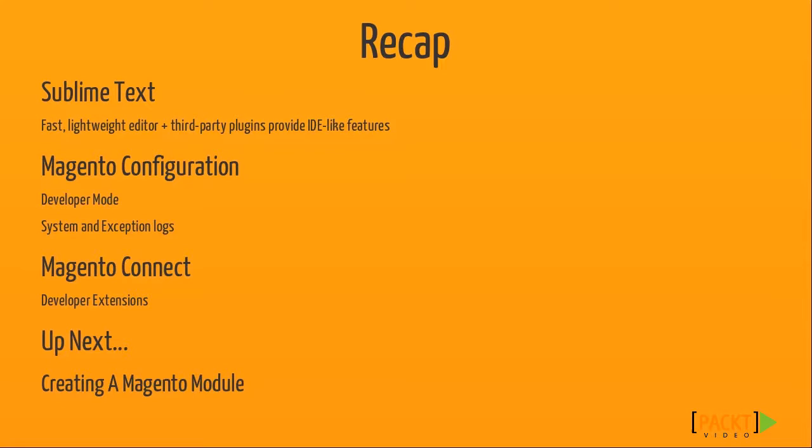In this video, you were introduced to the Sublime Text Editor and how it can be used as a lightning-fast editing platform for Magento. You were also introduced to a few Magento configuration settings that assist developers. Lastly, you learned that Magento Connect hosts a variety of third-party extensions that make it easier to debug and investigate Magento functionality. In the next video, we will start putting these tools to work by creating our first Magento module, so stay tuned.